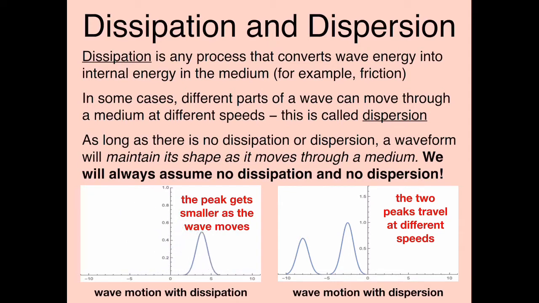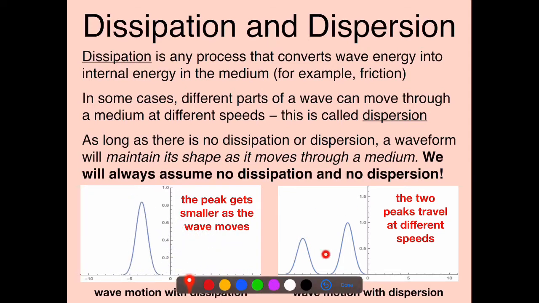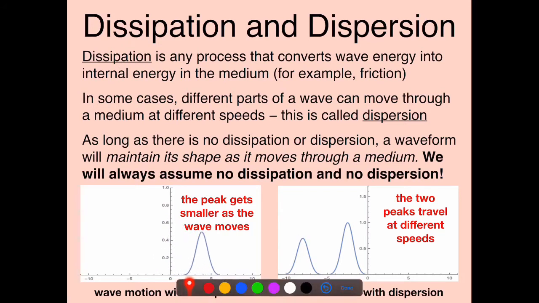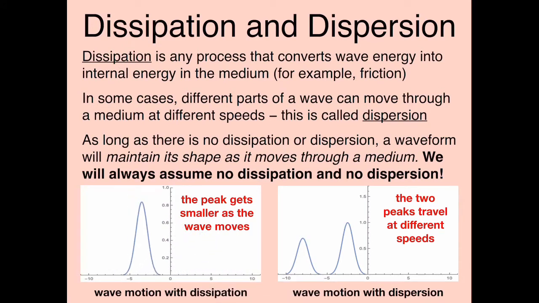Okay, so that's what that looks like. Now dispersion, let's take a look at this animation over here. We have a wave with two peaks, and that wave is going to move to the right. But if the two peaks are moving at different speeds, in other words, we have two different parts of the wave moving at different speeds, that would be an example of dispersion.